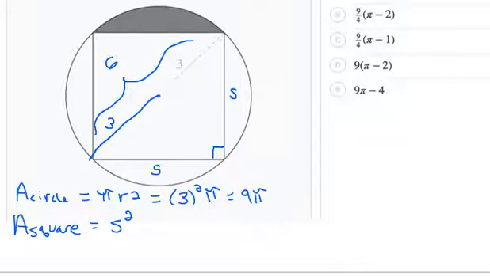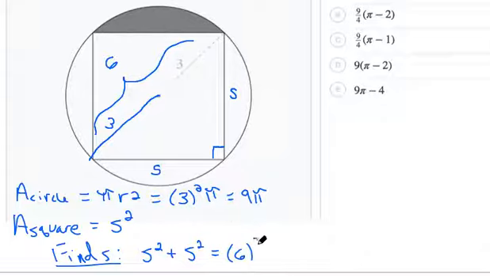So we can use the Pythagorean Theorem if we would like. An alternate option would be to recognize that this is actually a 45, 45, 90 triangle, and we can use the ratio of sides. So either way will get us there. Let's go ahead and use the Pythagorean Theorem. So finding S, let's set up the Pythagorean Theorem. So S squared plus S squared should equal 6 squared.